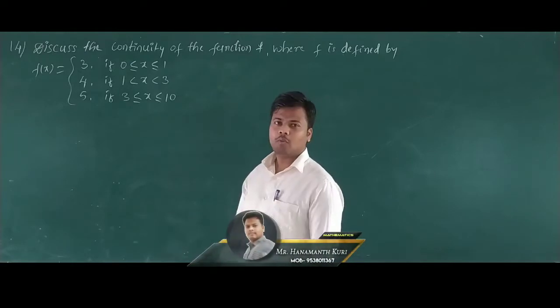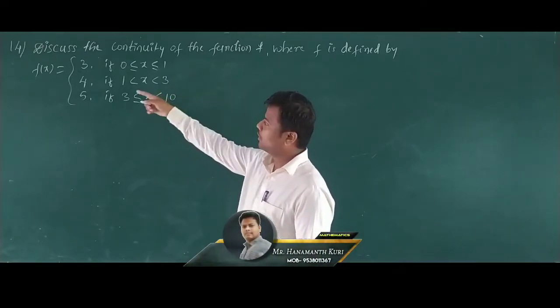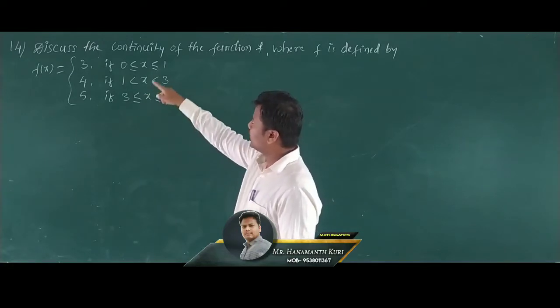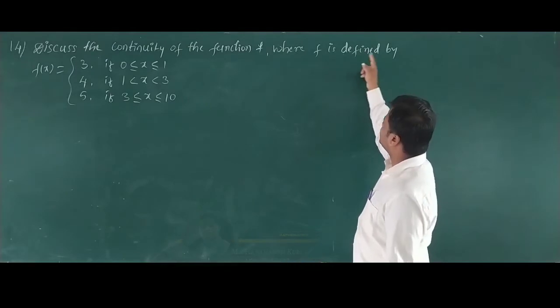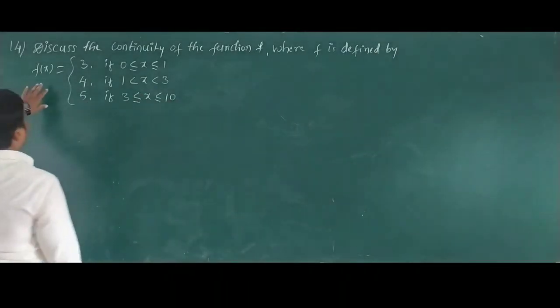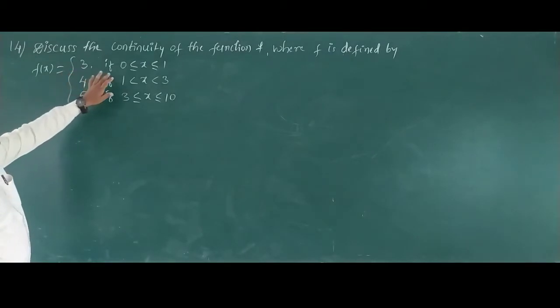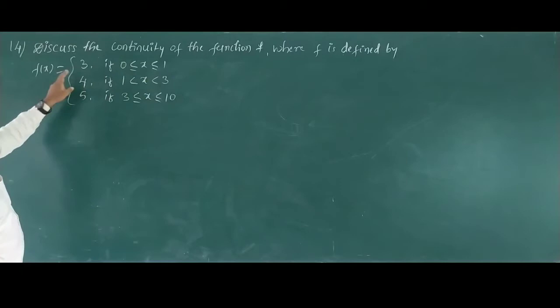In this session, we will continue your exercise 5.1. Okay, 14th question now. Discuss the continuity of the function f where f is defined by f of x equal to 3, where x lies between 0 to 1. That function is defined by 3.